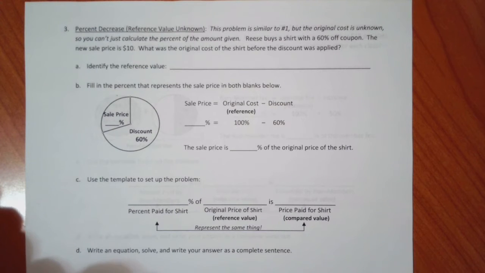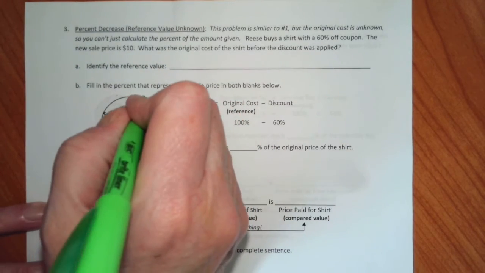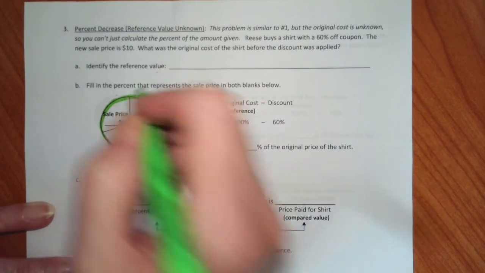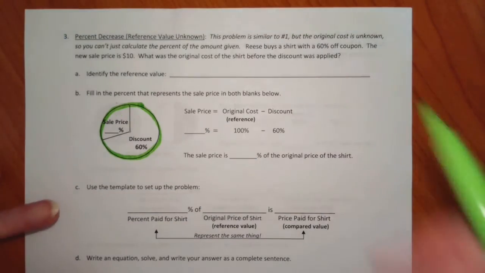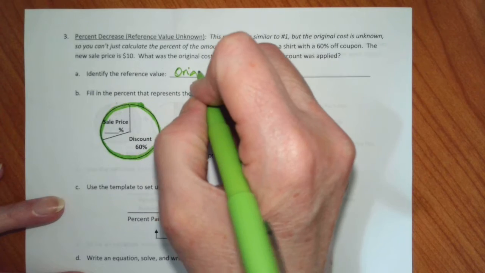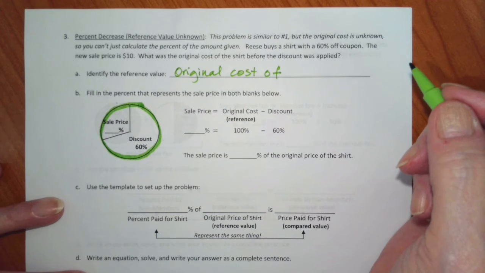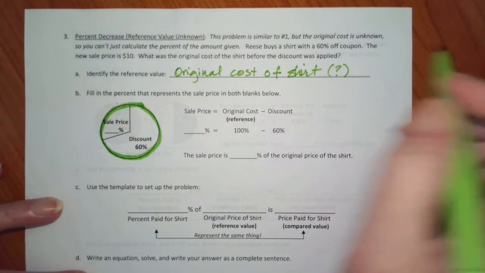Okay, Reese buys a shirt with a 60% off coupon. The new sales price is $10. Okay, so we know that this big circle here is our reference value. Well, what do we know a percent about? We know a percent about a discount. So this is going to be the original cost of, and what are we buying? Oh, a shirt. Which we don't know.